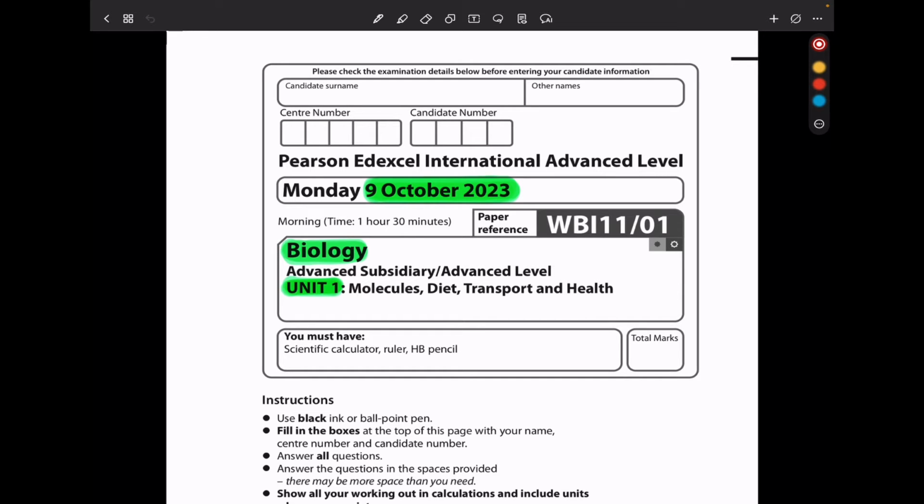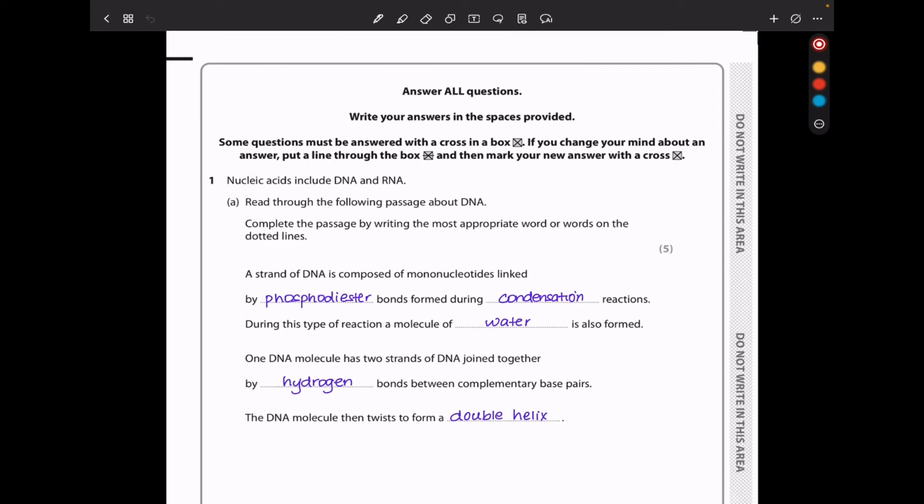Today we're doing the Pearson Edexcel International A-Level Biology Unit 1 for October 2023. Let's begin with the first question. Question 1. Nucleic acids include DNA and RNA. Read through the following passage about DNA. Complete the passage by writing the most appropriate word or words on the dotted lines.